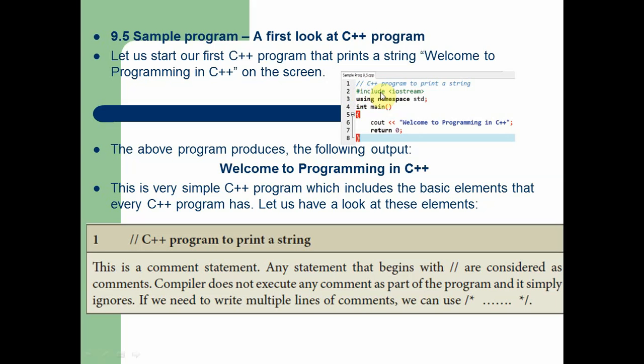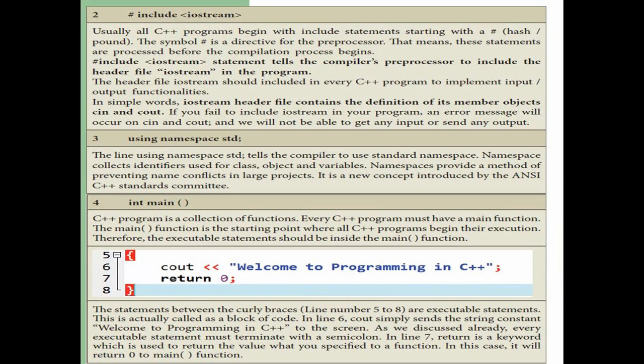This is the preprocessor, which gives instruction to the compiler to add this header file for using what? For using cin and cout objects, because cin and cout objects are created and defined inside this file. Now we are going to see the third line.